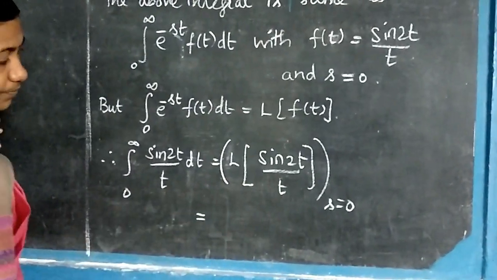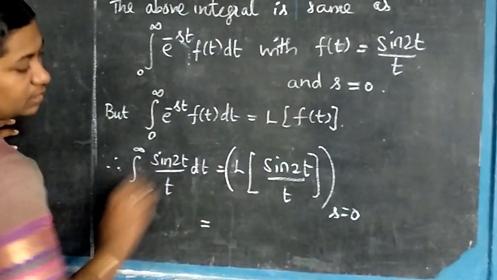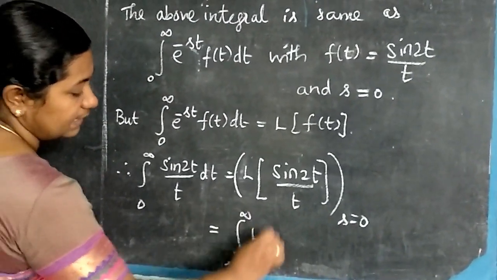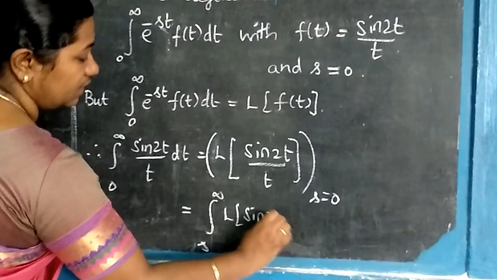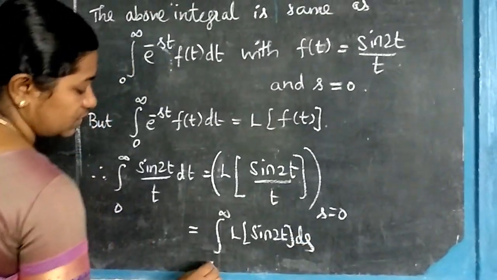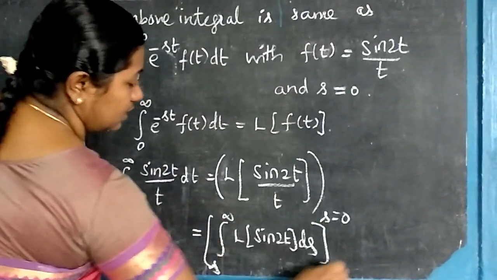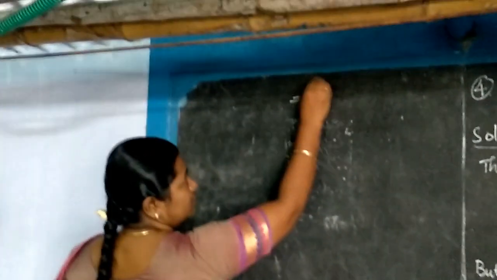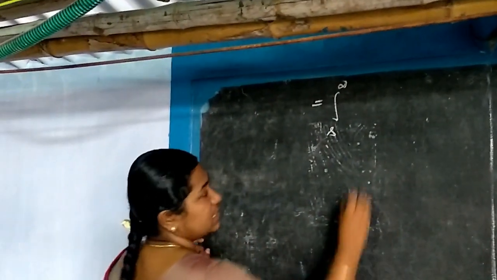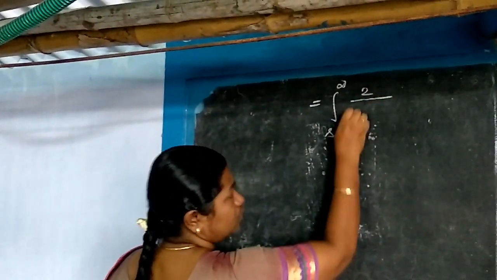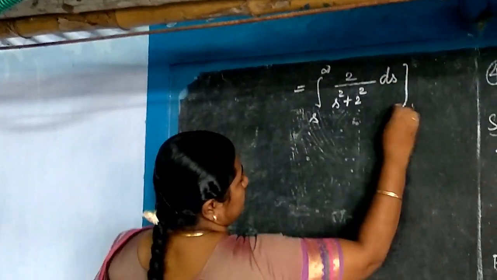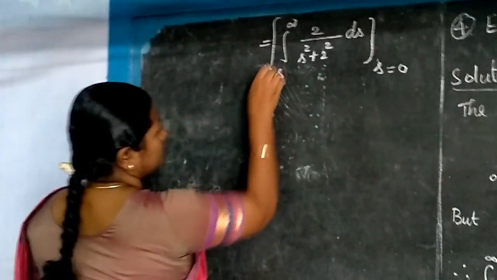Since it is division by t, we have to integrate the Laplace transform of sin 2t with respect to s between the limits s to infinity, at s equal to 0. It is equal to the integral from s to infinity. The Laplace transform of sin 2t is 2 by s square plus 2 square ds, at s equal to 0.